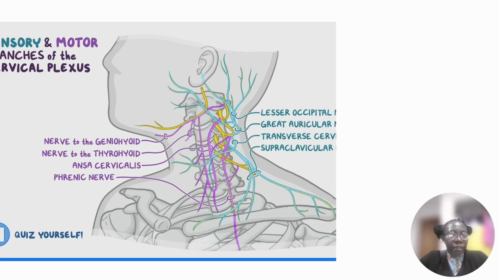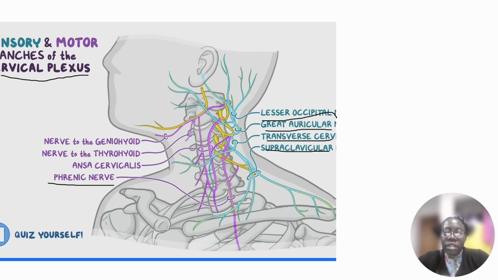Here we have the cervical plexus. In the cervical plexus, there are a lot of nerves. We see here the lesser occipital nerve, the great auricular nerve, the transverse cervical nerve, and the supraclavicular nerves. And we have the ansa cervicalis, and we have the phrenic nerve, which is a very important nerve for the nervous system because this nerve innervates the diaphragm, and it helps with breathing.